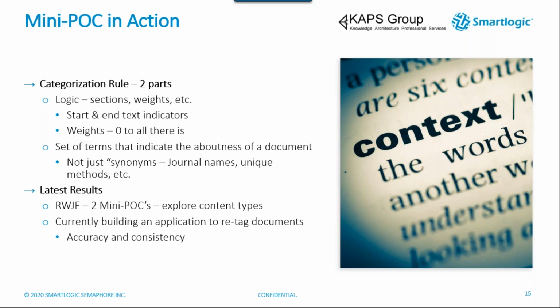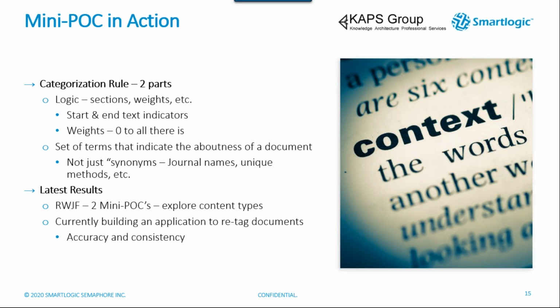These are the kinds of things that, if you're just building a taxonomy, you look at alt terms and things like that, and those are useful, but they go way beyond the kind of terms you need for really good categorization. If your topic is agriculture, for example, most of the documents about agriculture don't mention the word agriculture or any particular synonym. They might talk about new farming methods. They might talk about other kinds of techniques. And so you have to incorporate all that into your categorization rule. Journal names that happen to be associated with that particular topic is another one, unique methods and so forth. So the categorization rules consist of those two parts.